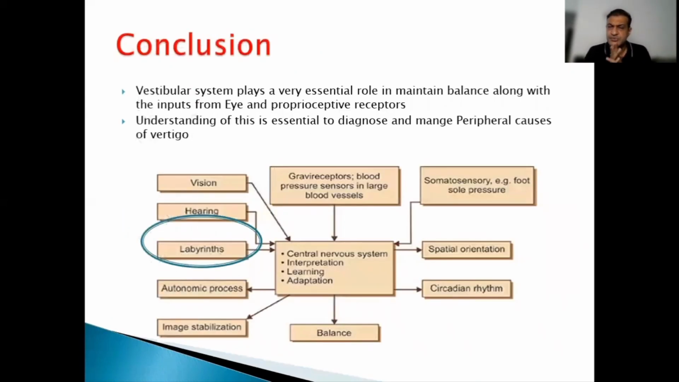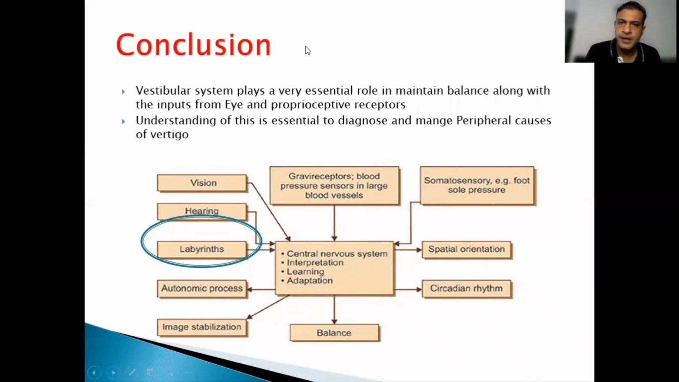Thus, to conclude, the vestibular system plays a very essential role in maintaining balance along with the inputs from the eye and proprioception. Understanding this is very, very essential to diagnose and manage the peripheral causes of vertigo. So there are various things like vision, hearing, labyrinth, and somatosensory receptors, which send the information to the brain. And from the brain, there is orientation, balance, stabilization, and autonomic processes happen. The labyrinth plays a very important role.